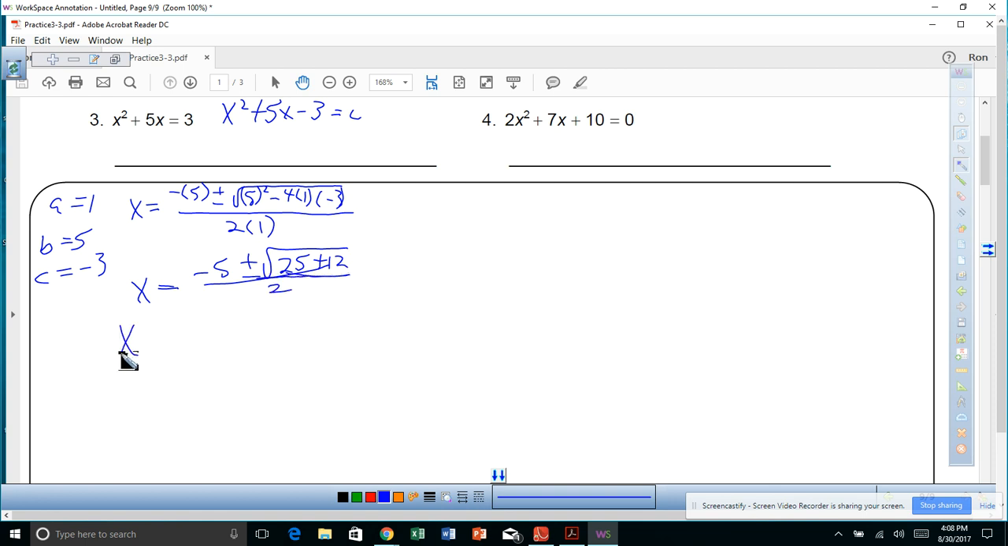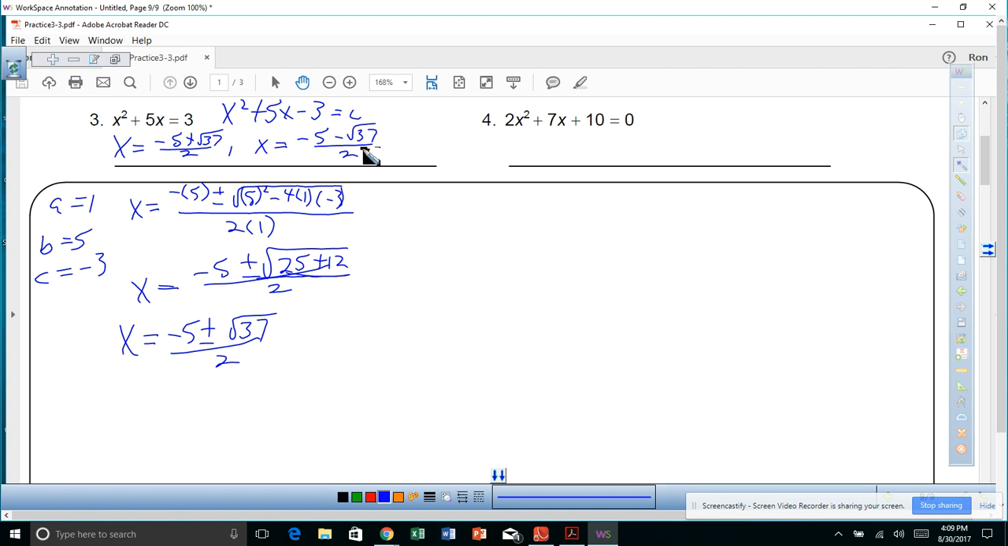All right, so x equals negative 5 plus or minus the square root of 37 over 2. Now, the square root of 37, I don't think there's anything you can do about that. So you're going to have x equals negative 5 plus the square root of 37 over 2, and x equals negative 5 minus the square root of 37 over 2. Good deal. What about number 4?